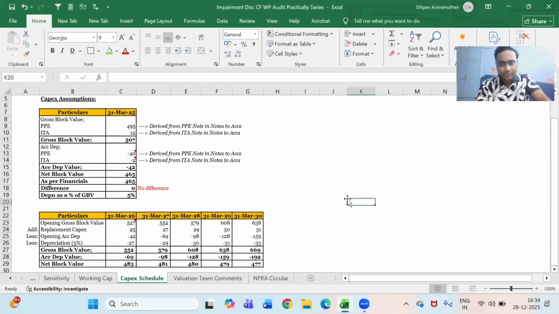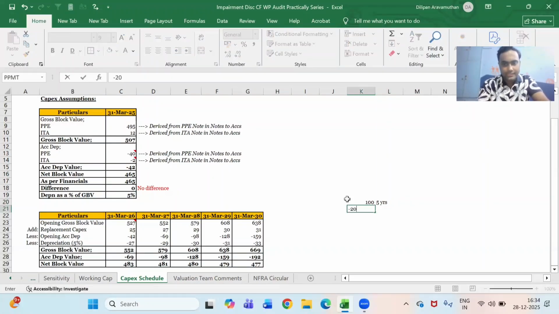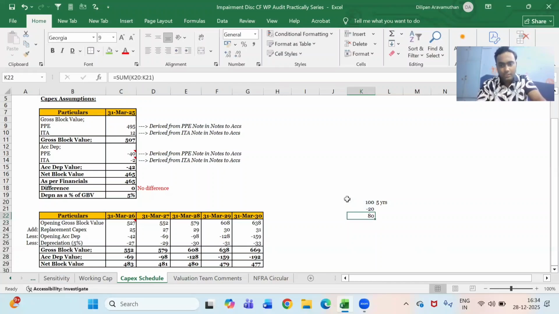Why is that, sir? Let me take a simple example. Let's say the cost of an asset is rupees 100. Let's say the useful life is 5 years. What would be the depreciation for each year? It would be 20. Let's say in the first year it is 20. So my block value would be 100 minus 20, 80. What is happening here, sir? At the end of year 1, 20 of value has been utilized.